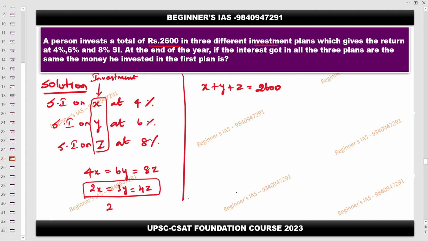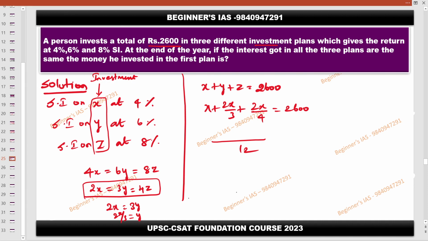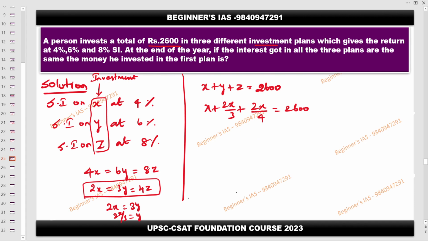So here 2x is equal to 3y, substitute y is equal to 2x by 3. So then x plus 2x by 3. Similarly, z is equal to 2x by 4. Clear? You can take LCM as 12, or else if you cancel now, that is better. I'm just cancelling here, then it will become 1 by 2. Then LCM becomes 6.